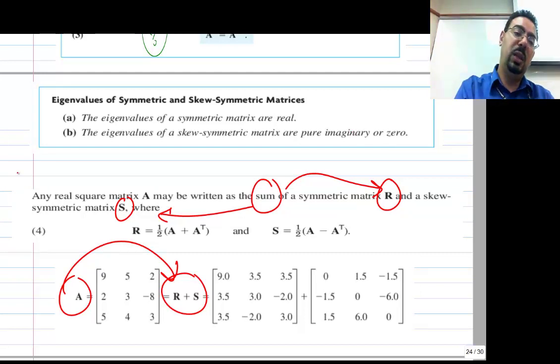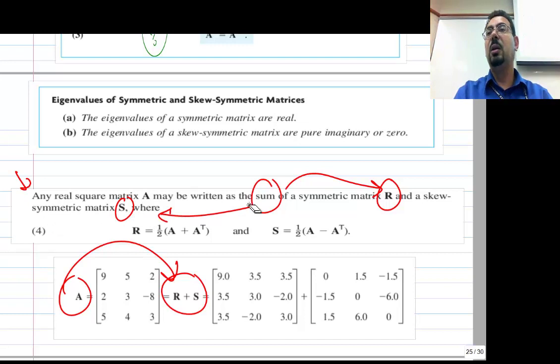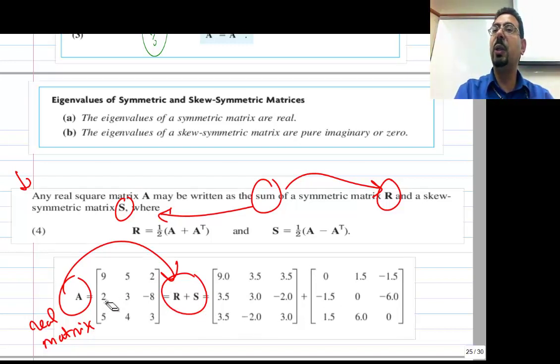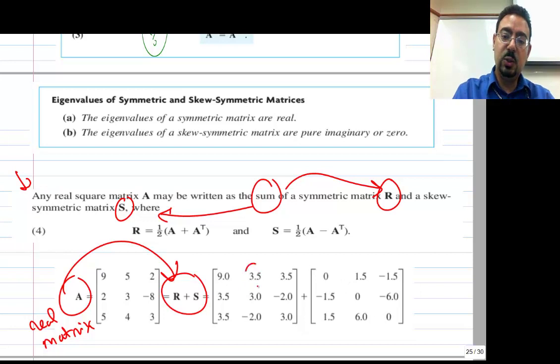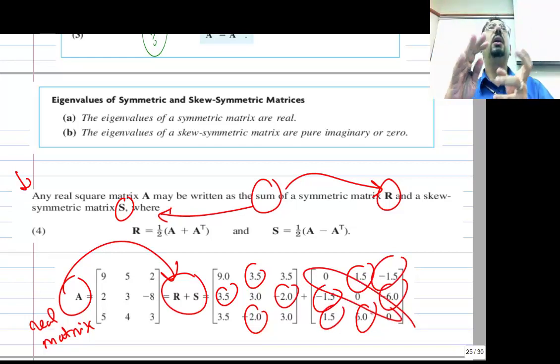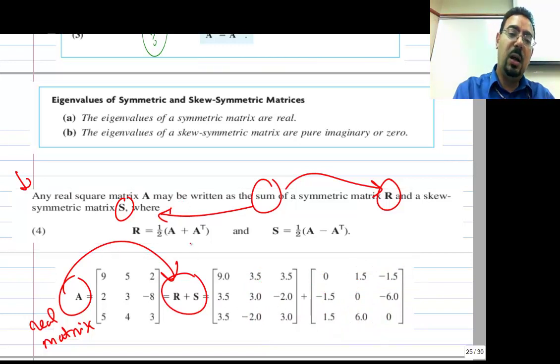Okay? And the other important thing is that any real square matrix can be written as the sum of two matrices. One of them is symmetric and the other one is skew symmetric. So any A, where A is a real matrix, can be written as the sum of R and S. If you add those R and S, you'll get A. What are those R and S? One of them is symmetric and the other one is, look at this. This one is symmetric, right? Minus 2, minus 2, 3, 5, 3, 5. And this one is skew symmetric. The signs are flipped across the diagonal and the diagonal is 0. Not only that, A is R plus S, but he also gave you R and S. Here is R and here is S.